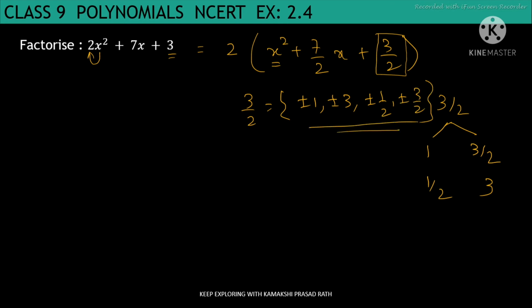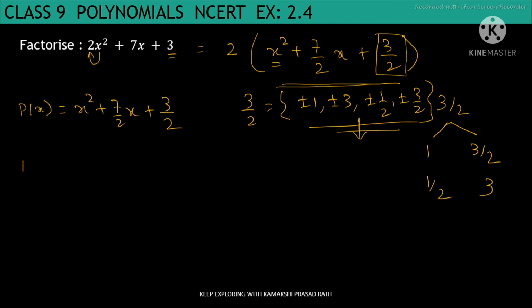So from this list we can take any of these values and try it. Here we will consider this expression as P of x. So P of x is nothing but x squared plus 7 by 2x plus 3 by 2. First, we can take positive and negative values.